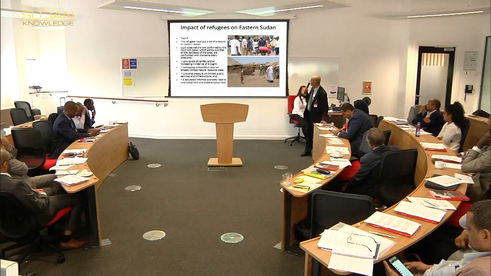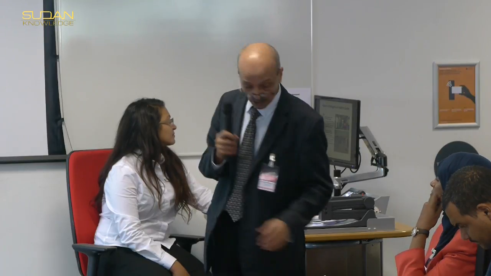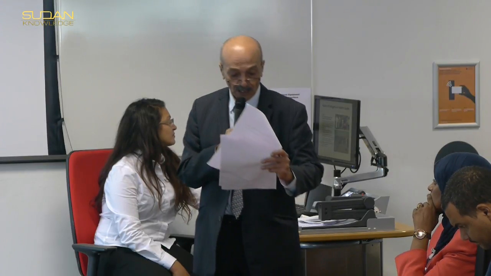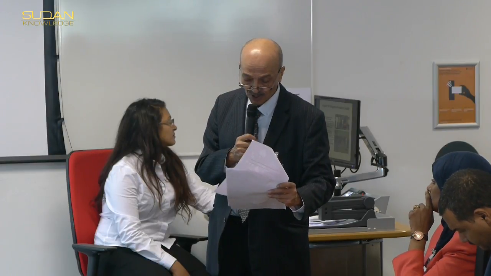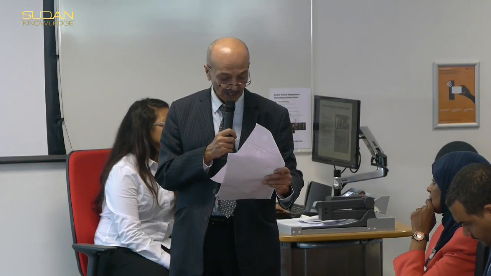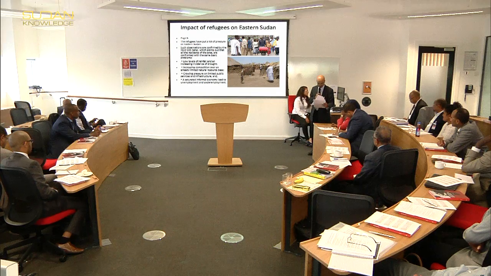Impact of refugees in Eastern Sudan. Eastern Sudan is the most marginalized area in Sudan, according to the NGO SOS Sahel, which points out that there are low levels of rainfall, an increasing incidence of drought, increasing competition over an already limited natural resource base, growing pressure on limited public services and infrastructure, and a saturated informal economy that is leading to growing levels of unemployment or underemployment.